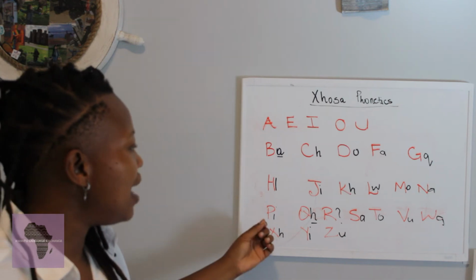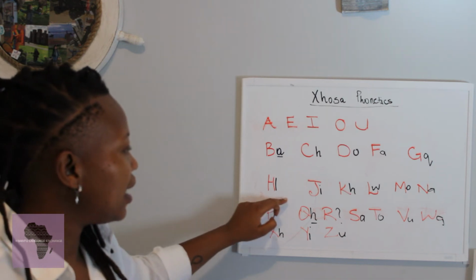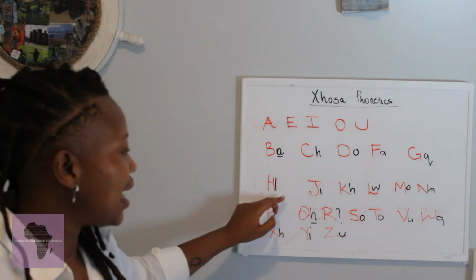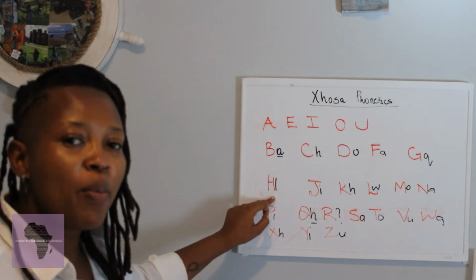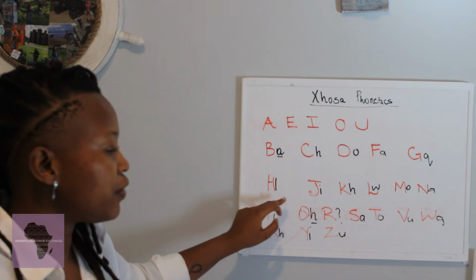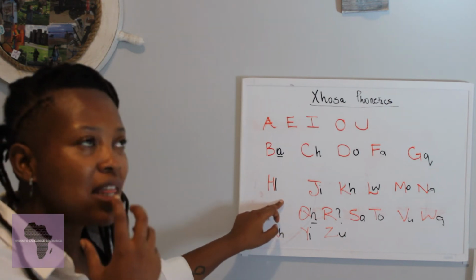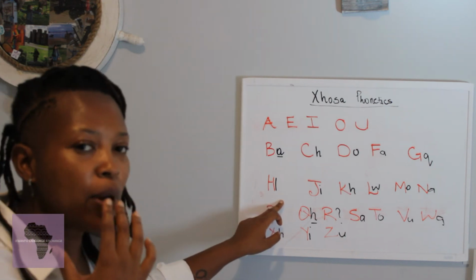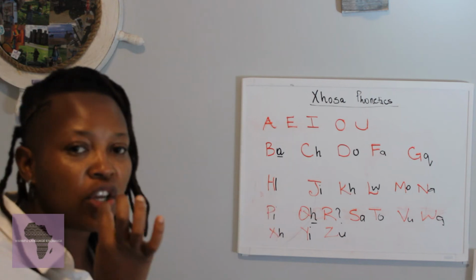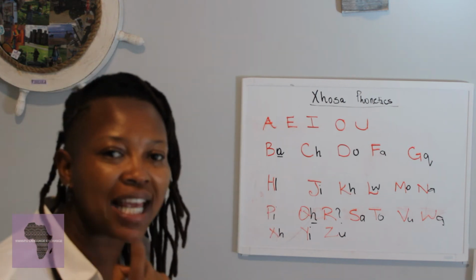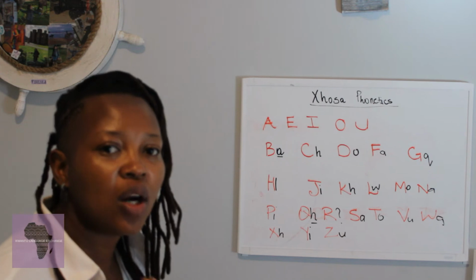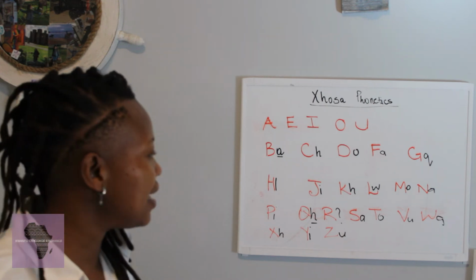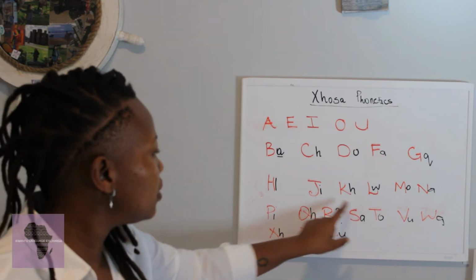And then we also have this sound here. That's the HL sound. You are beautiful. And the way you make that sound is you push out air. You take your tongue and you put it between your teeth and you go like that.